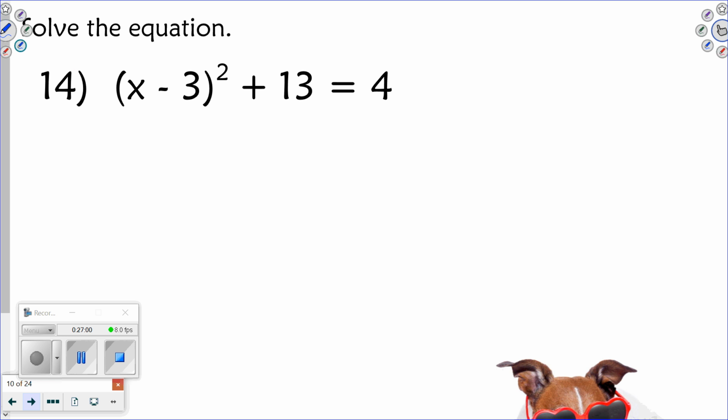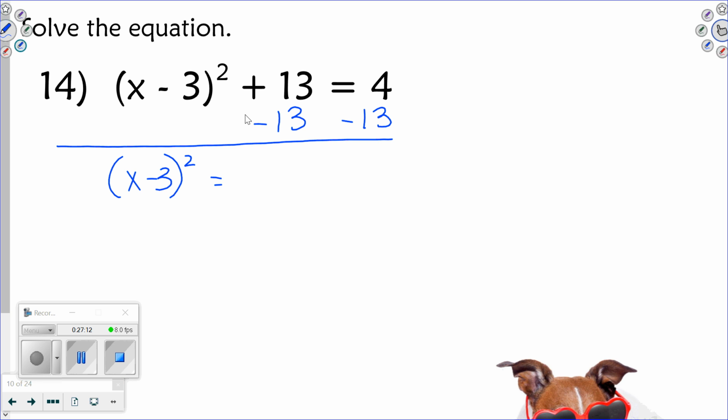Number 14. We do that. Good. Subtract the 13. We're just still going to isolate this. Subtract 13. That makes negative 9. Then what? Take the square root. x minus 3 equals, what's the square root of negative 9? 3i. Just 3i? Plus or minus 3i. You took the square root, plus minus.